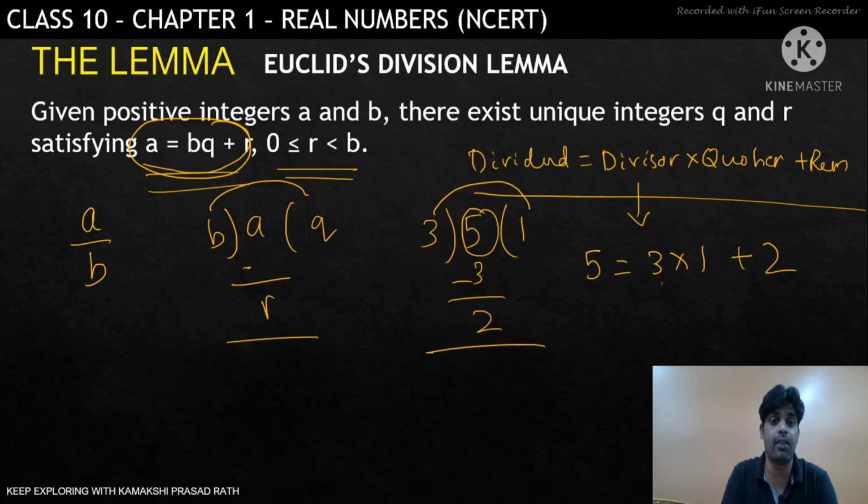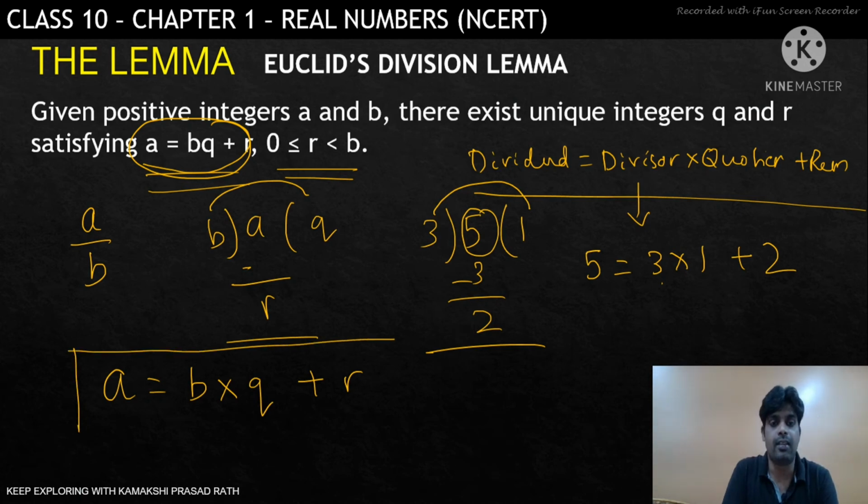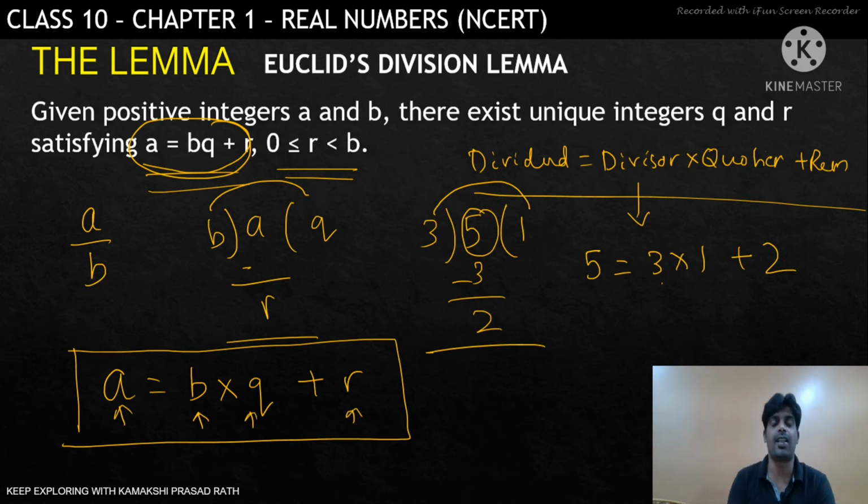Now the same thing we will use here. a is the dividend, b is the divisor, q is the quotient, and r is the remainder. Again let me repeat: a is the dividend, b is the divisor, q is the quotient, and r is the remainder. And what is the condition for this remainder? The remainder will be less than the divisor. So what is our divisor here?